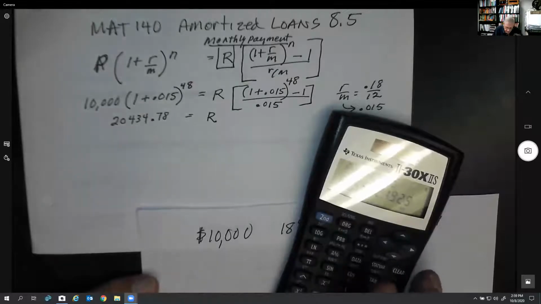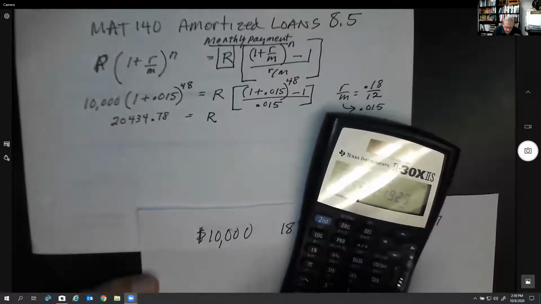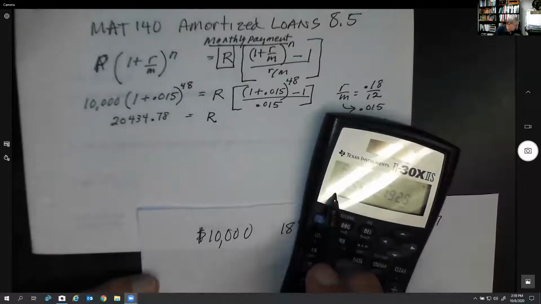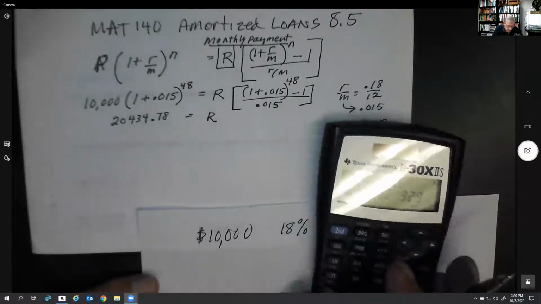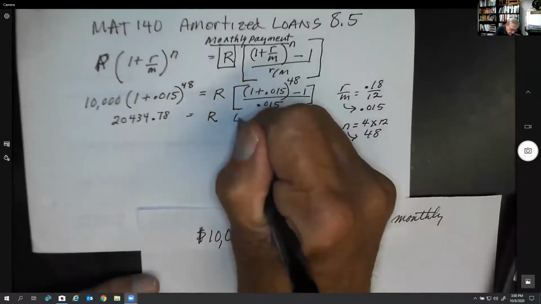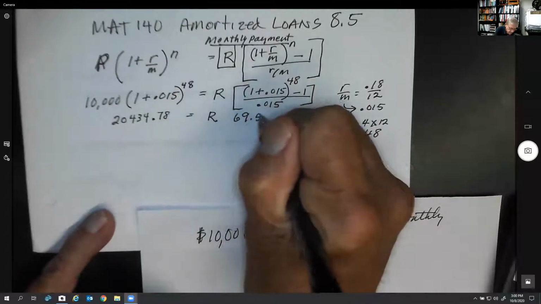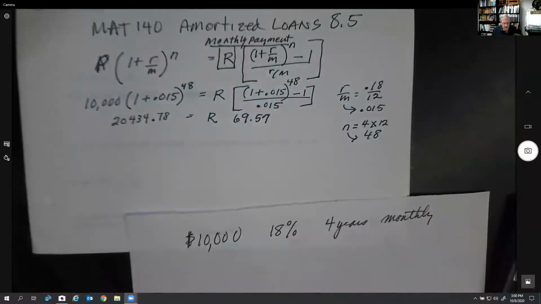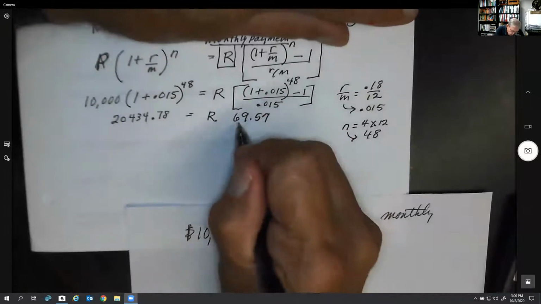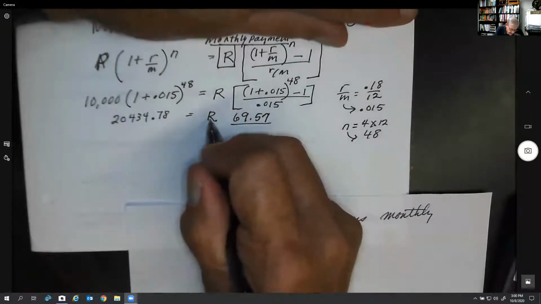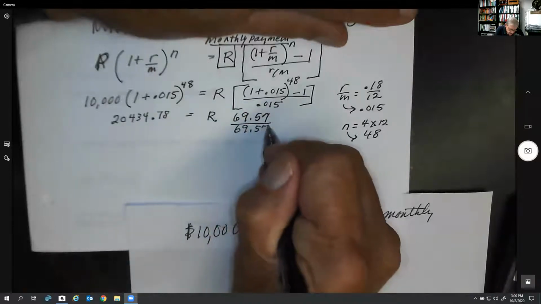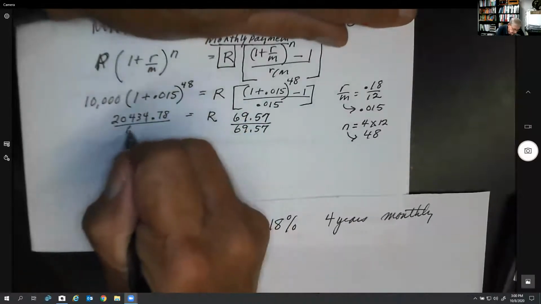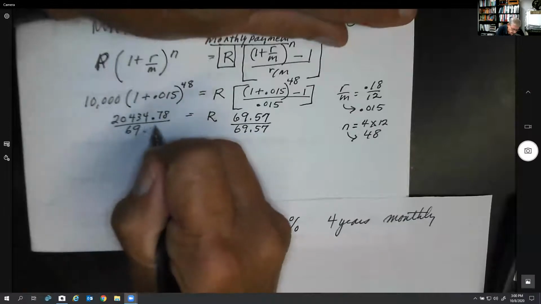I'm just going to round this off to the nearest penny. It'd come out pretty good. I wanted to double check with the book. That's what they had come up with. 69.57 we're going to put. It's not going to be quite as accurate as the book, but it's pretty close. 2 decimal places. So now we're going to divide that off because it's R and this number on the same side. So one of them's got to go. So it's the number. And this should tell you your monthly payment.